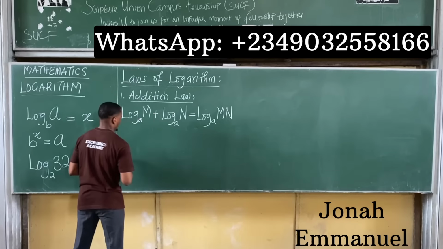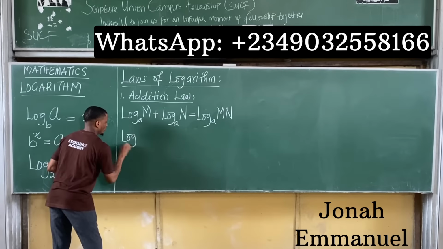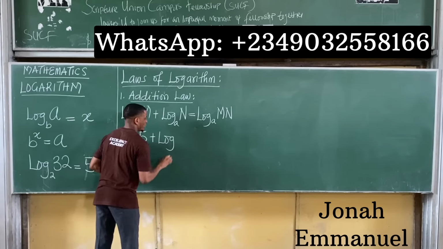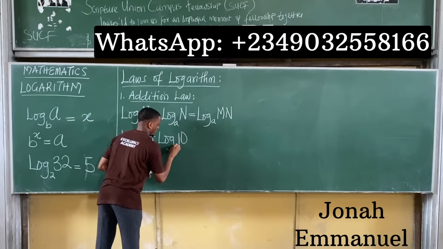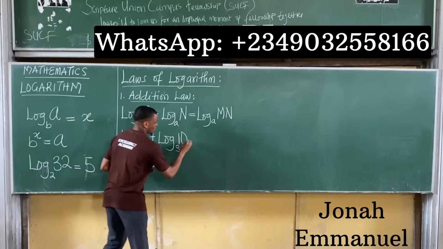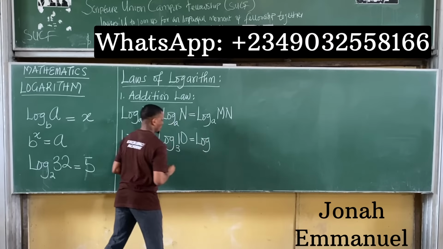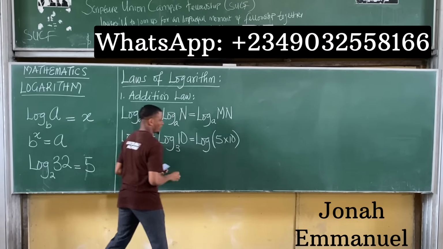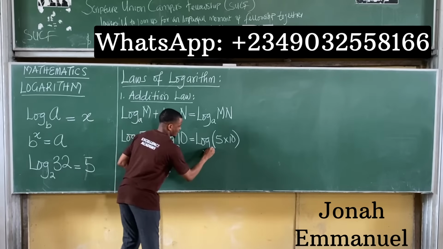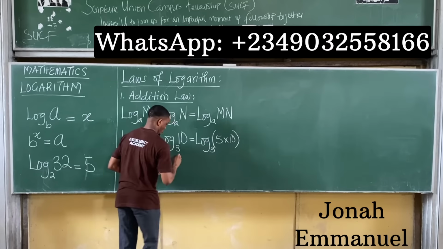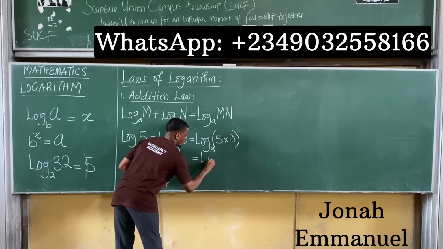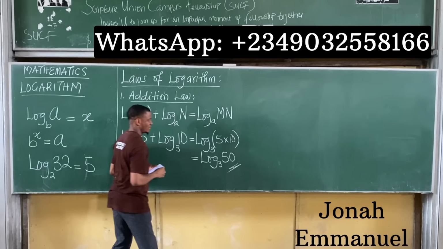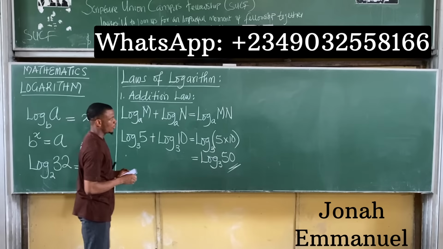So let's take an example here. If I say log 5 to base 3 plus log 10 to base 3, how do you evaluate this? This would be equal to log, we said you multiply these two, that becomes 5 times 10. Don't forget, they must be of the same base, that's 3. This will be equal to log of 5 times 10, which is 50, to base 3. So this is basically my addition law of logarithm.